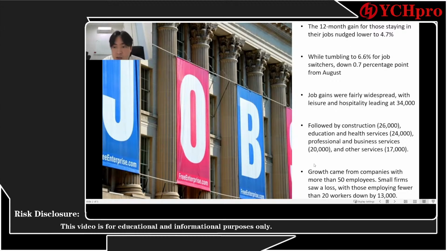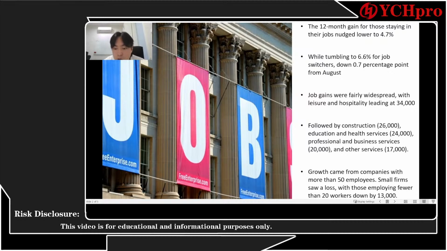From this, you can see that everything is related to service: leisure, service; hospitality, also service; construction, also service; education, consider service as well; health service, professional business service, and other service. All are related to service. Because of that, we can predict that later on the US ISM services PMI is likely to go higher. Once this data goes higher, it will create a short-term gain for the dollar index and put pressure on the gold market as well.